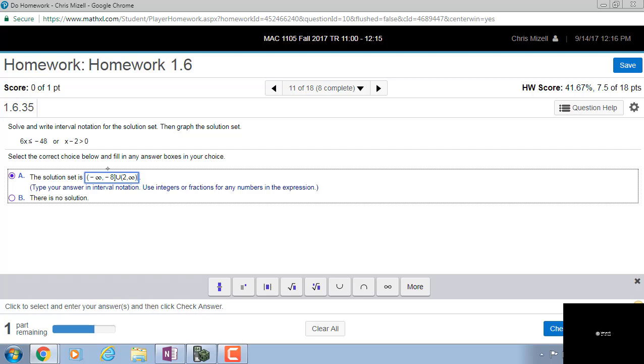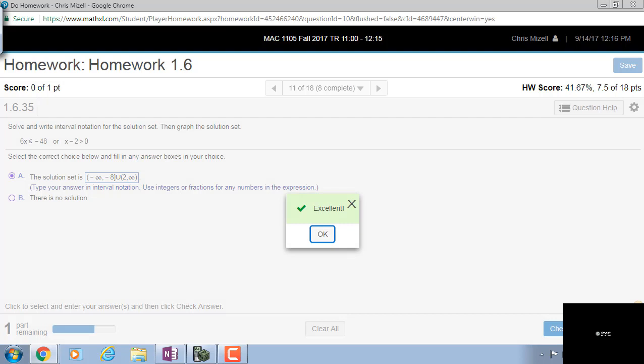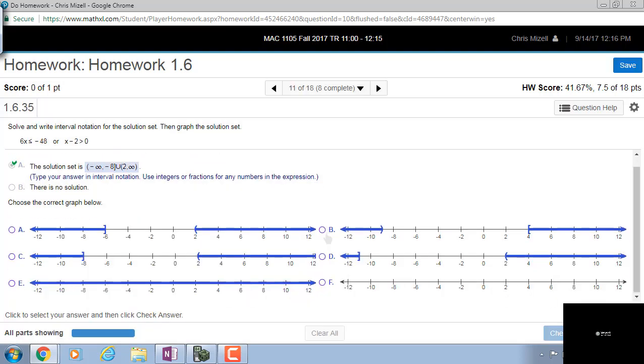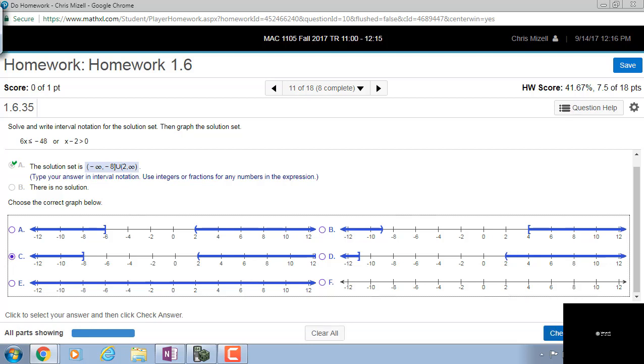So that's the solution set. Let's make sure it likes it. It does. And whoa, lots of choices. It's got to be A through D, maybe. Which one is it? It is C. Okay.